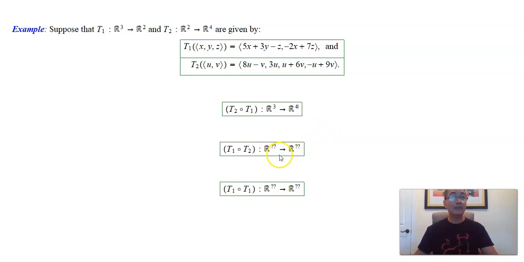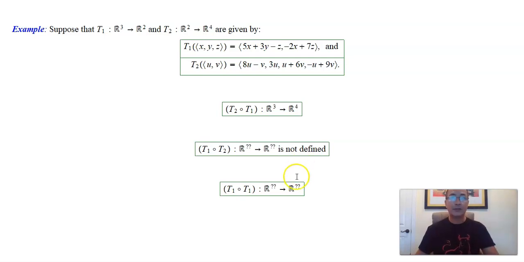Could we turn it around? Maybe, maybe not. What if you had T1 on the outside, T2 on the inside? So this time you start at T2, you go from R2 to R4, but wait a minute. Can we input that into T1? No, T1 needs an input from R3. So this composition is not defined.